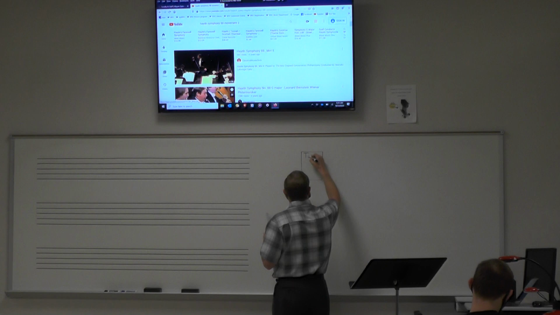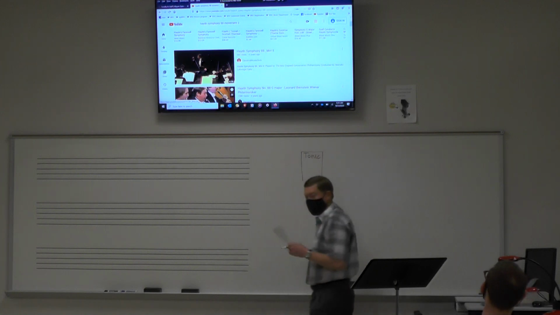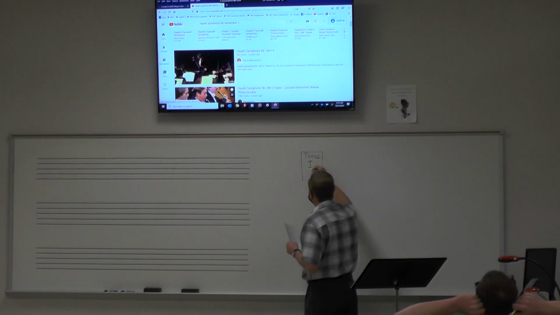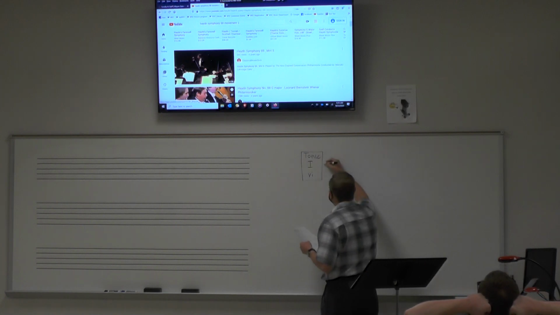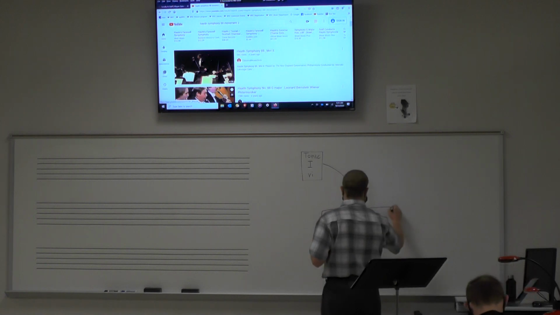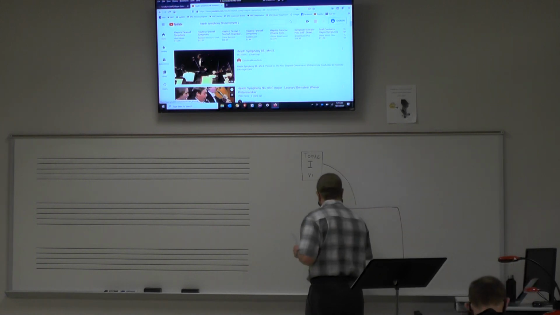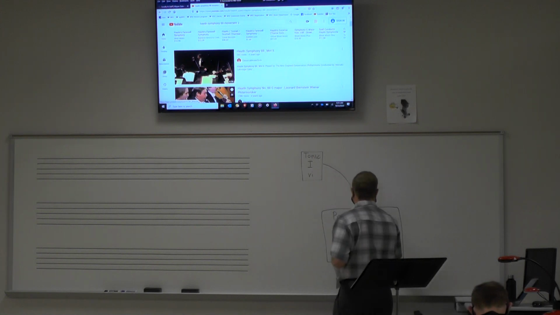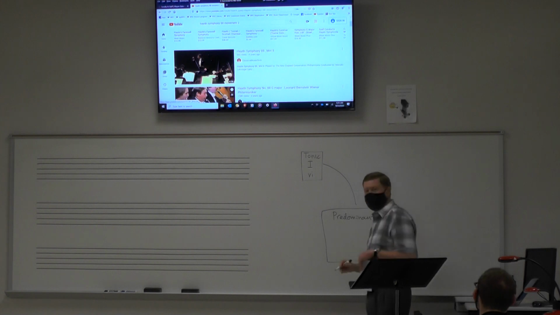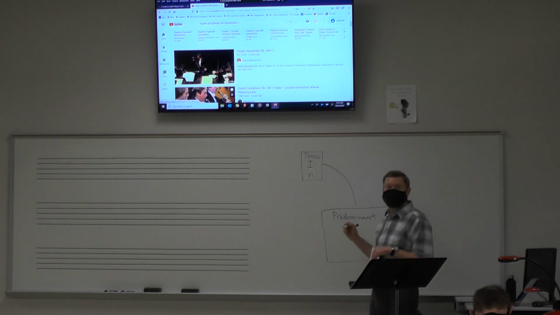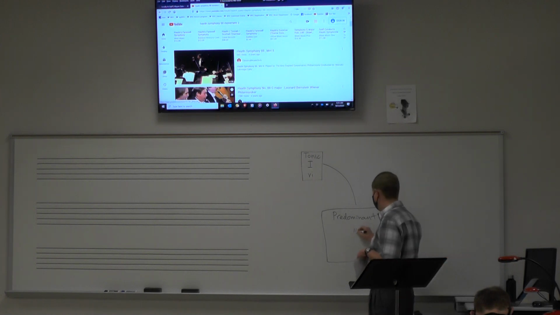So we have the tonic function chords. Do you remember what those are? 1 and 6. And then we have the predominant function chords. I'm going to make a really good box here. And what are the 3 main predominant functions? 2, 4, and 6, right?